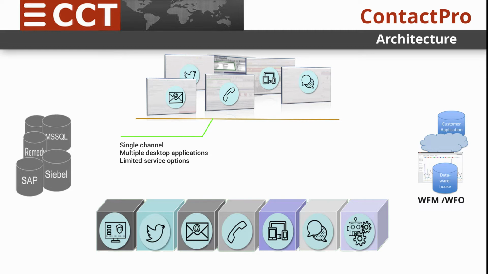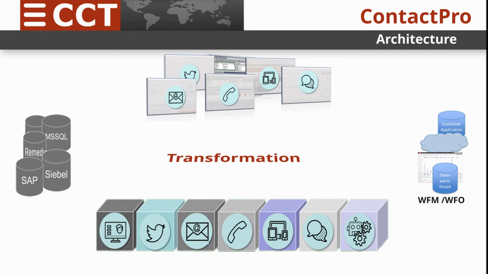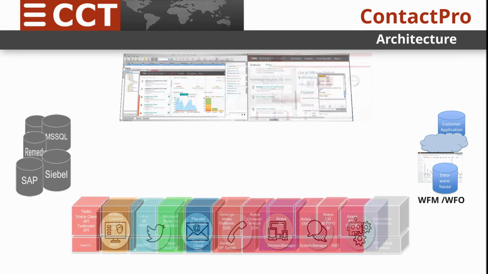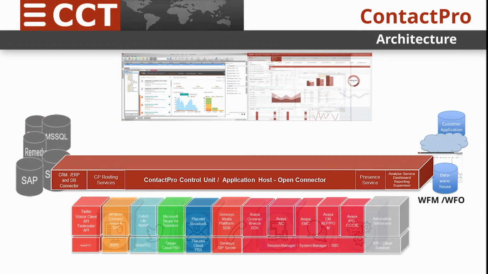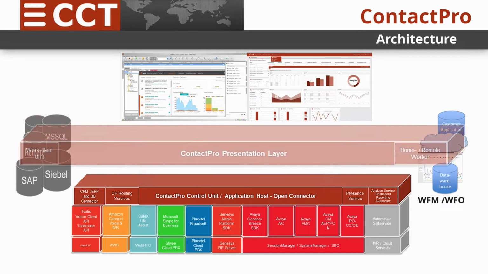To transform this fragmented design into a dynamic omni-channel environment without a total rebuild of the basic infrastructure, CCT developed an open connector platform as part of ContactPro. As the name already indicates, the connector offers integration with the market-leading ACD and routing systems, as well as connections to more than 10 different CRM and ERP systems. Also, the collection and distribution of data for reporting and planning is a key task of the control unit.